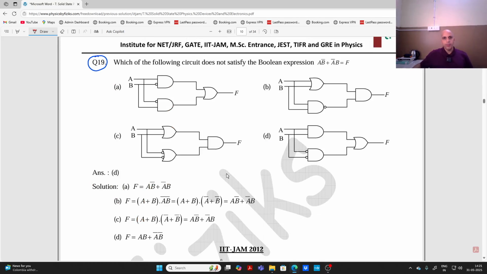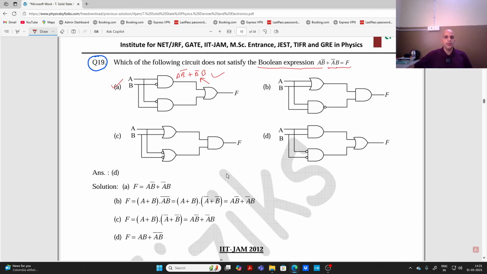You can see here, which of the following circuits does not satisfy the Boolean expression? In all these circuits, the final Boolean expression is f equals a b naught plus a naught b. So let's look at this option: a and b, and b is already bubbled here. So the output will be a into b naught. And what about this? It is a naught b. Plus means we are taking the OR operation. So f is equal to this already, there is no problem. So it is satisfying this expression.